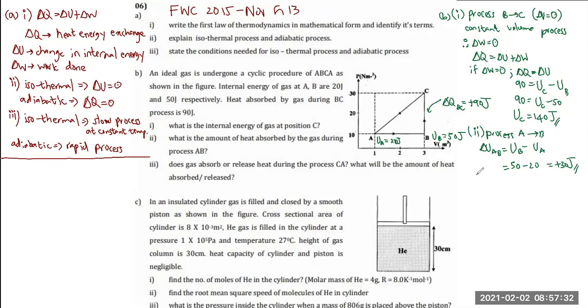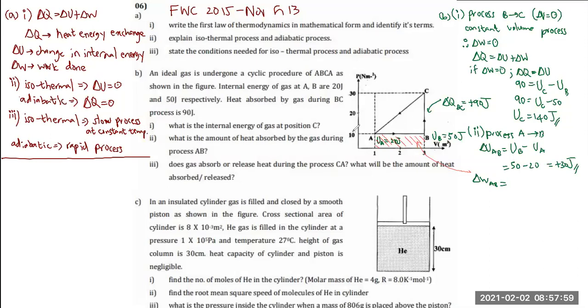And also you can find the work done, delta WAB. Work done during that portion is given by this area, isn't it? Area under the curve. This area will give us work done. Okay, that can be conveniently found out. How is that? This is a rectangle, isn't it? 10 into 2.